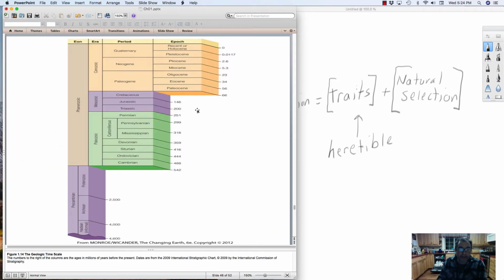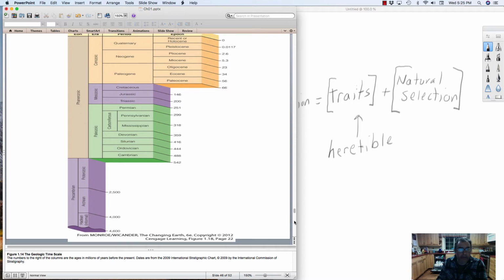And here's the geologic column, and you'll see that for the geologic column, we're going to separate the different groupings of time into eons, eras, periods, and epochs. So in lab this week, you'll be using these terms and understanding what they are.